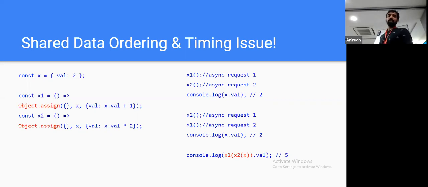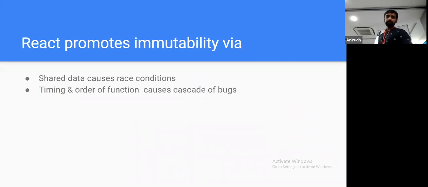So basically, what can we do for this shared data problem? We should avoid mutating the data, and we should always follow the composition pattern of functional programming. So basically, React promotes immutability.